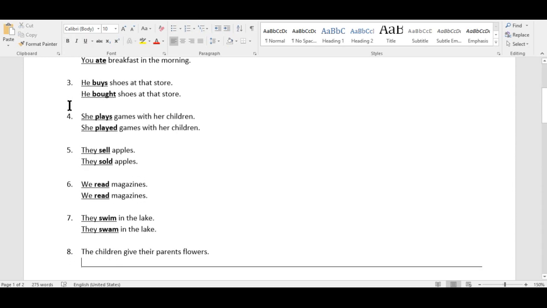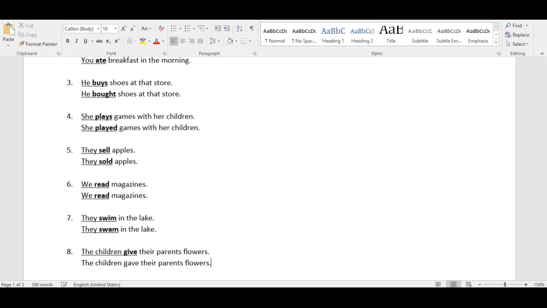8. The children give their parents flowers. The children, verb, give their parents flowers. Give, gave. The children gave their parents flowers.